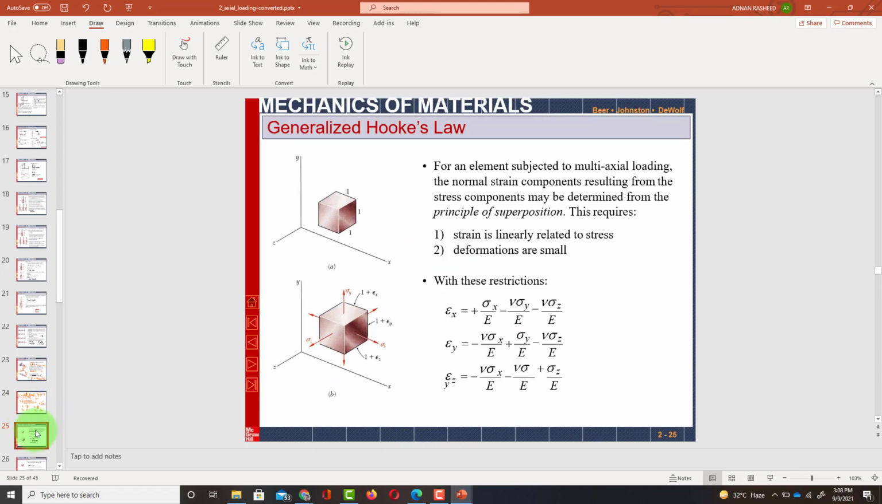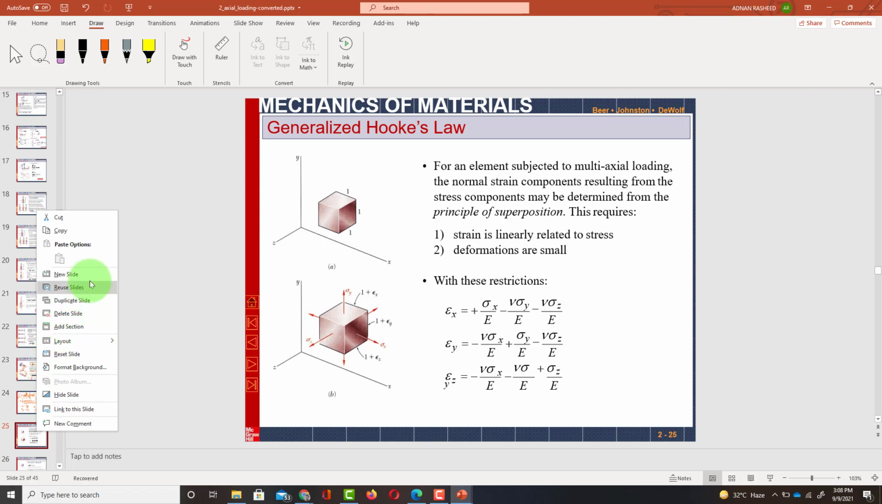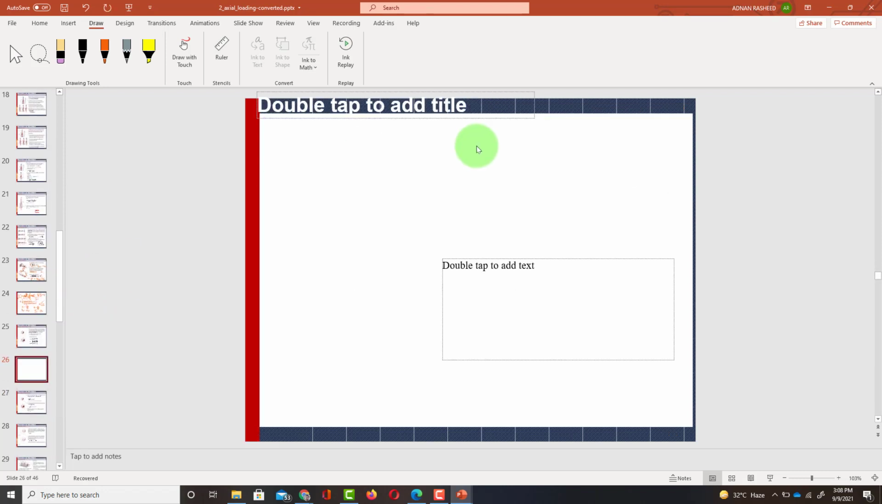Okay. So also I will need another slide. For example, up till now I have shown you the state of stress. This is the object, this direction is x, this is y, and this is z.